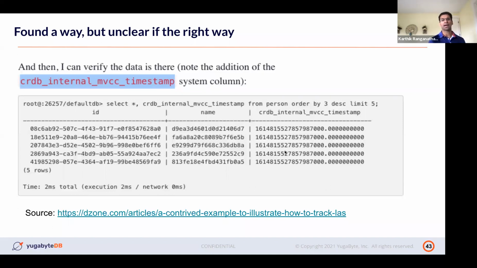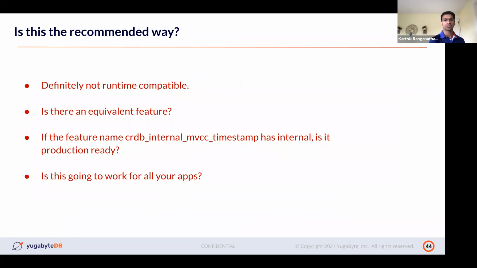Like, I don't know what the MVCC timestamp represents. Does it correlate to time? Does it not? How do you convert it? It starts getting more complicated, but the other things are, it's not runtime compatible. So you have to do a bunch of changes in how this works. It's unclear if there's a real equivalent feature because I may want update after update before, I may want some conditional logic and so on. But the other thing was, if it has internal in the name, I don't know if it's a good idea to use it for production. At least that's just me.